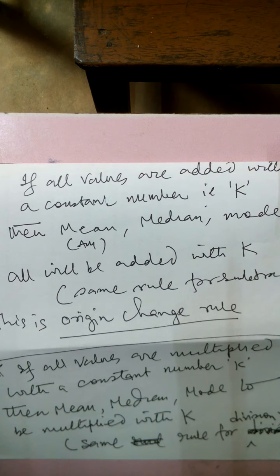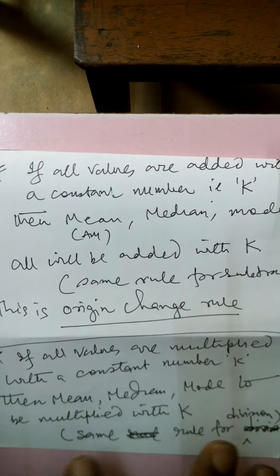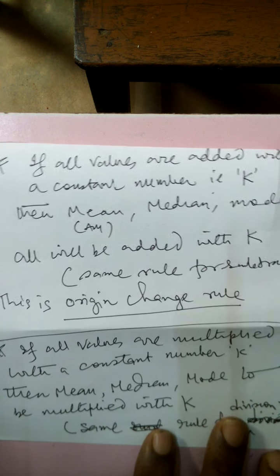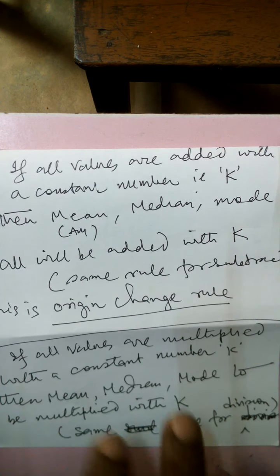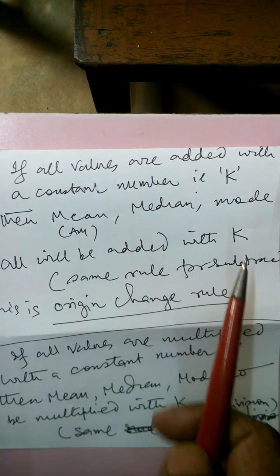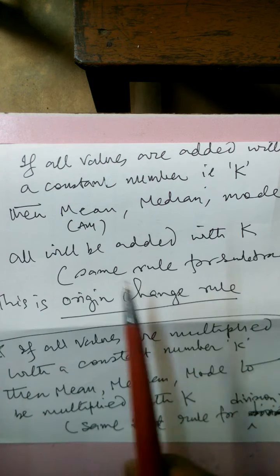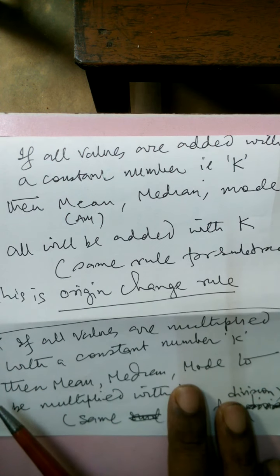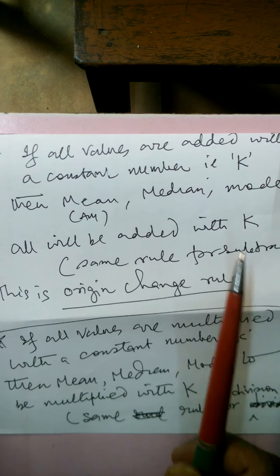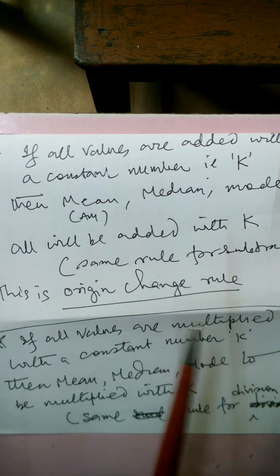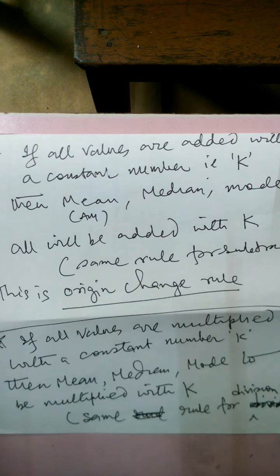Now we have another very important point, which is the remaining portion of this chapter. More or less we have completed this one. If all values are added with a constant number k, that means all the figures are increased by the same number k, then the mean, median and mode will also be increased by k. The same rule applies for subtraction.